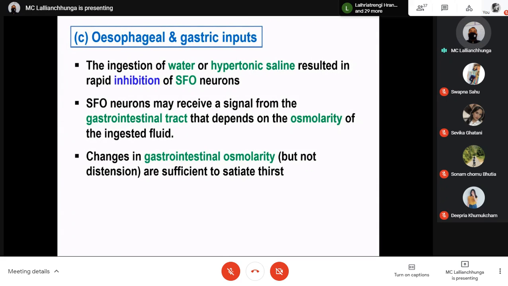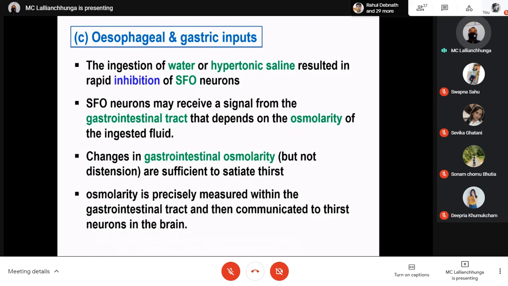When you drink water, there will be distension of the stomach. But it is said that distension of the stomach is not sending any signal to the brain to inhibit the thirst center or to inhibit thirst. So it is said that gastrointestinal osmolarity, or osmolarity of the stomach fluid or gastric fluid, is important to satiate the thirst. Osmolarity is precisely measured within the gastrointestinal tract and then communicated to the thirst neurons in the brain. So depending upon the osmolarity of the stomach content, thirst will be inhibited.